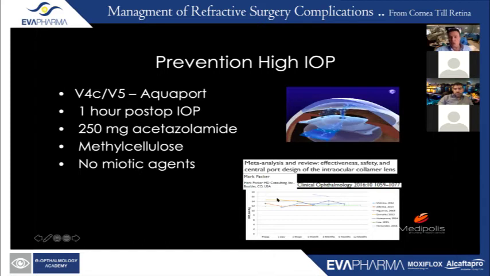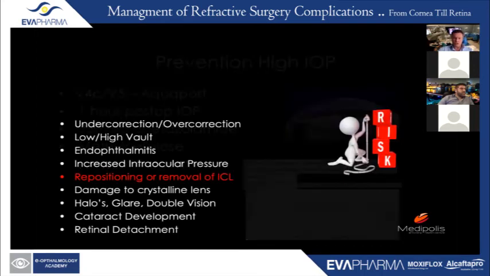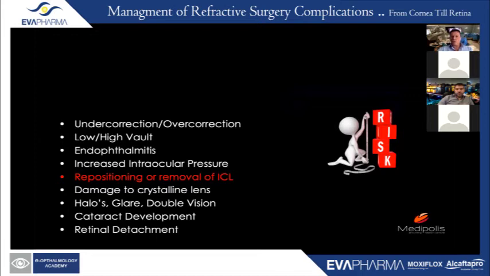And this was pointed out not only by me, but also by Mark Packer when he did this meta-analysis and published it 4 years ago in Clinical Ophthalmology. He reviewed a lot of studies, and in other centers they were also not seeing pressure spikes in these cases.